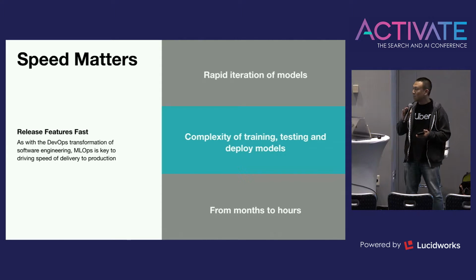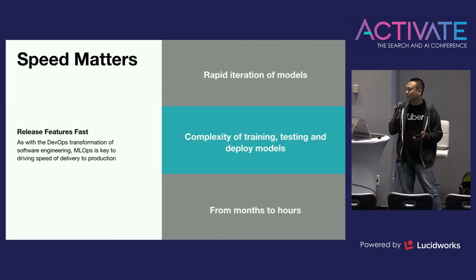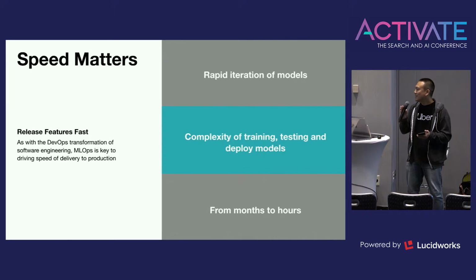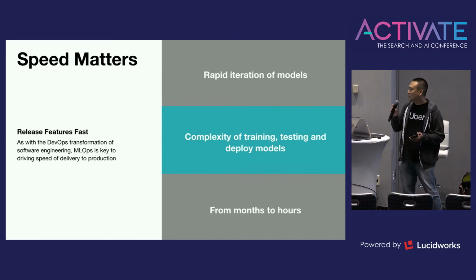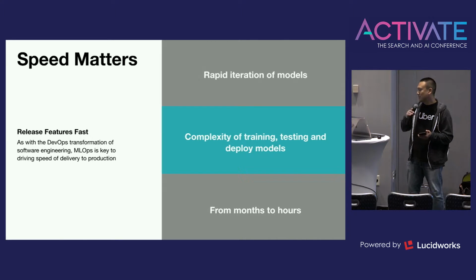So in the world of machine learning, we depend heavily on MLOps to accelerate the delivery of models to a production environment. Therefore, it enables rapid iteration of the models and allows the complexity of training, testing, and deploying the models to bring that cycle down from months to weeks or even hours.